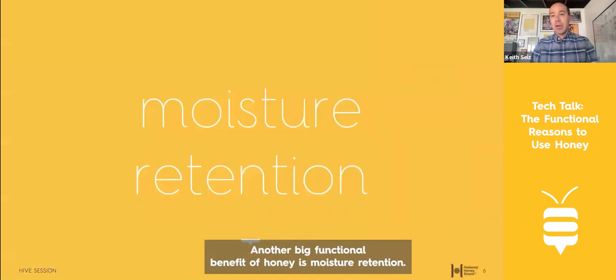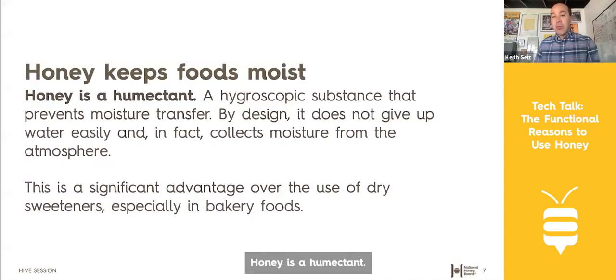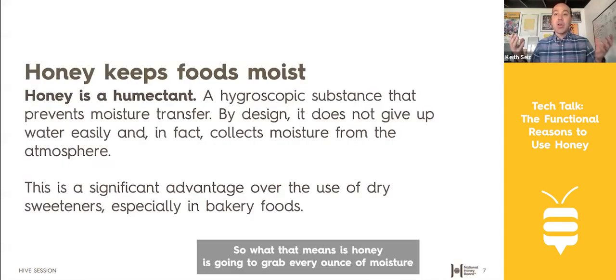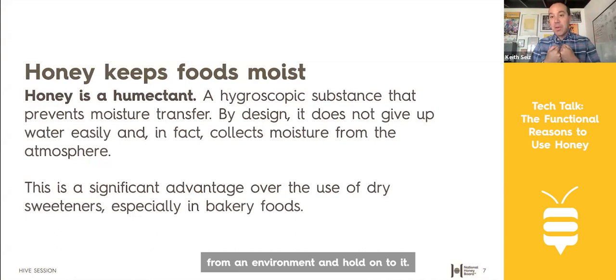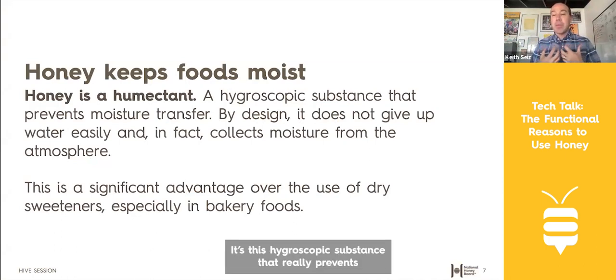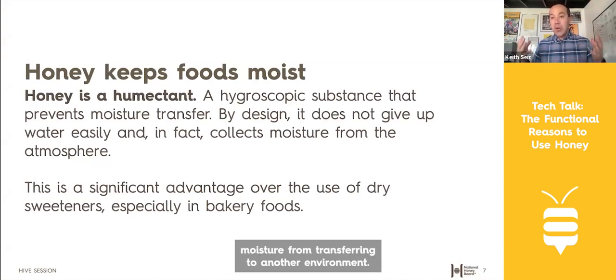Another big functional benefit of honey is moisture retention. Honey is a humectant. So what that means is honey's going to grab every ounce of moisture from an environment and hold on to it. It's this hygroscopic substance that really prevents moisture from transferring to another environment.